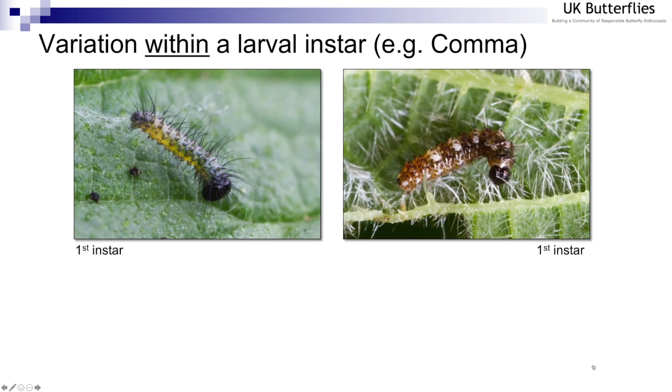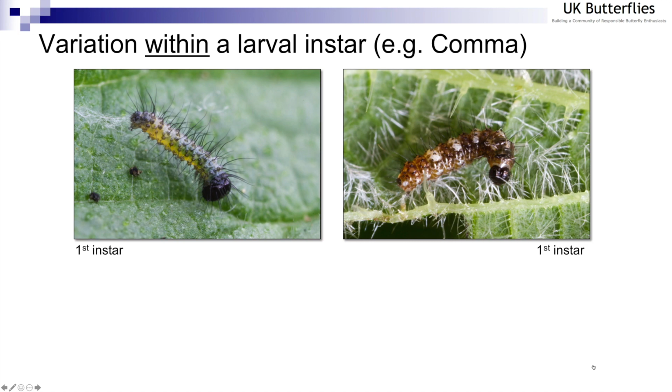You may also see a variation within a larval instar simply because the instar is maturing. And here's a somewhat extreme example. So two images of a first instar comma caterpillar. The one on the left is newly emerged, and the one on the right is just about to change its skin into the second instar. So on the left, it's a fairly green, fairly plain colour, and on the right it's almost brown, and it appears to have these white blotches appearing on its surface.